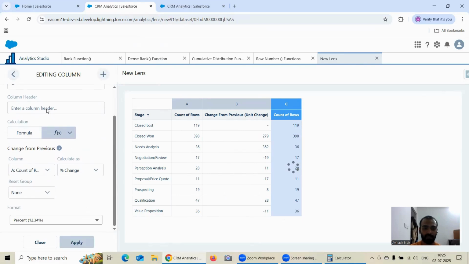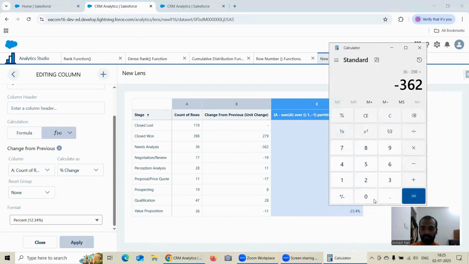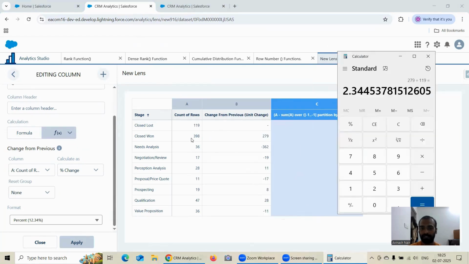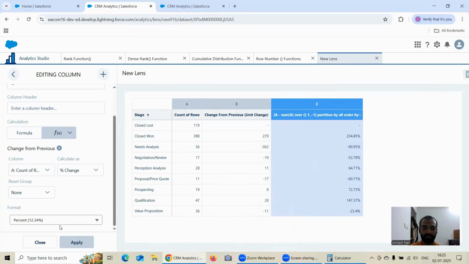Maybe I have to give the name. Basically it's 279 divided by this one, which is 119. So if I just go over here, it's 279 divided by 119. As you can see, it's 244.45. So it will be whatever change is, divided by the previous number. That's how this percentage change will be calculated. Fine, so that is all about this one.